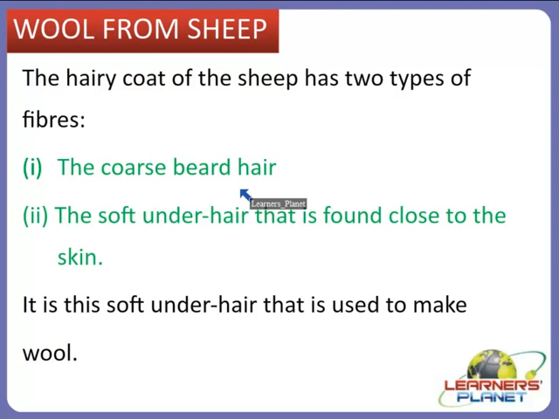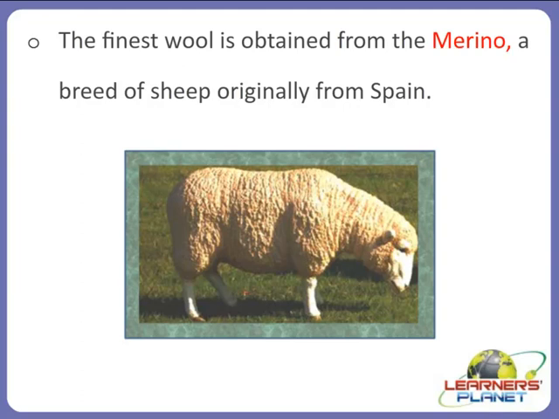That is how it came into existence. So finally, there are many varieties of sheep that provide us wool, differing in their fineness, shine, length and strength. The finest wool is obtained from the merino, a breed of sheep originally from Spain. This wool is very soft and light, and is therefore used in producing the finest woolen cloths.